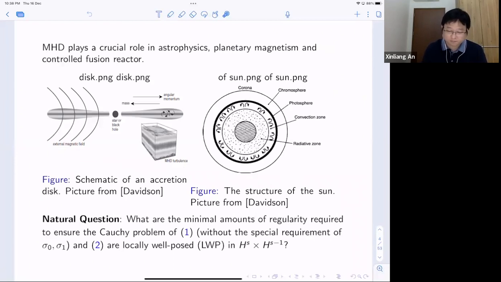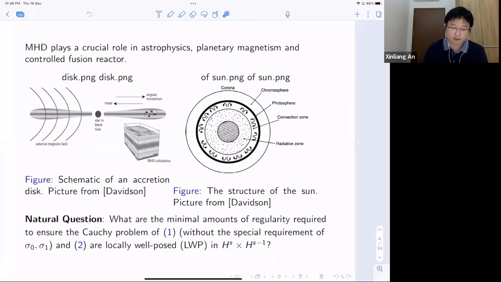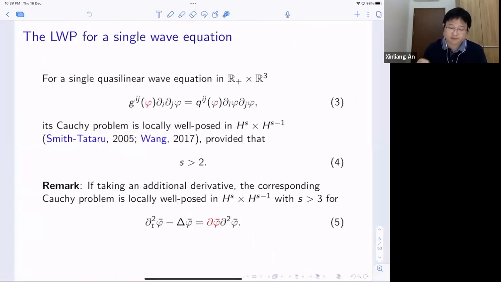Okay, so the mathematical question we want to ask is: what would be the minimal amount of regularity required to ensure that the system of elastic waves and the MHD system are locally well-posed in the Sobolev norm, H^s cross H^(s-1)? So let's first review the history for a single wave equation. There is quite an interesting history about a single quasilinear wave equation.